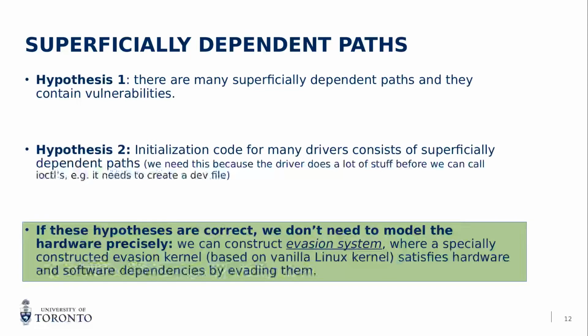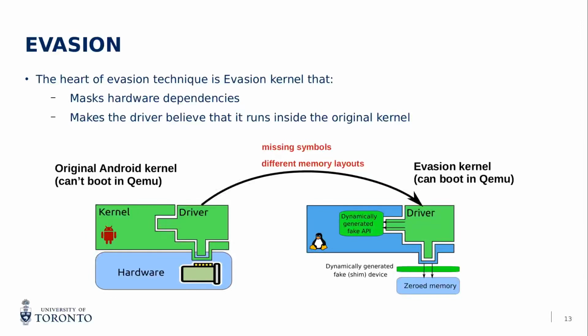We won't be able to find all bugs, but we'll be able to find some bugs. We verify these hypotheses by actually building the evasion framework in which we can load unmodified Android drivers. The heart of the evasion technique is the evasion kernel, which is based on vanilla Linux kernel, and its purpose is to be able to load a diverse set of unmodified drivers. What it does is masking hardware and software dependencies.